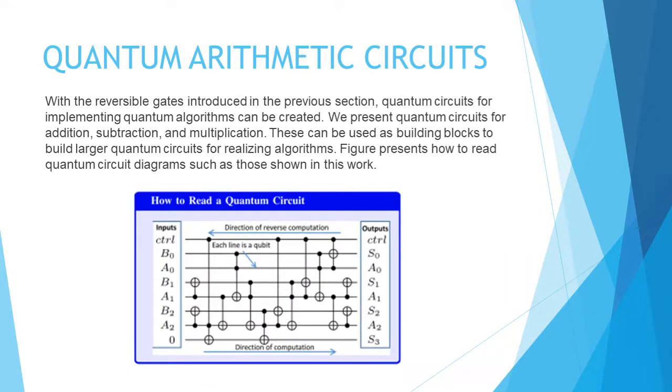Quantum arithmetic circuits. With the reversible gates introduced in the previous section, quantum circuits for implementing quantum algorithms can be created. We present quantum circuits for addition, subtraction, and multiplication. These can be used as building blocks to build larger quantum circuits for realizing algorithms. The figure presents how to read quantum circuit diagrams, such as those shown in this work.